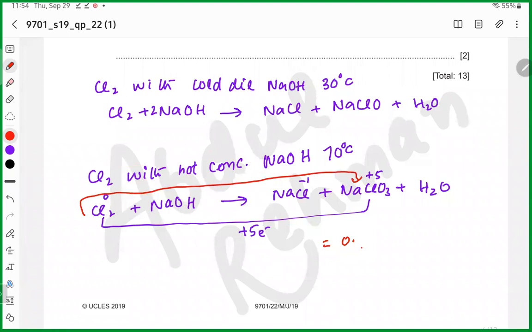ठीक है, जब क्लोरीन +5 में जा रहा है तो इसका मतलब है ये 5 इलेक्ट्रॉन क्या कर रहा है? लूज कर रहा है। और क्लोरीन विद NaOH and NaCl, NaCl+H2। अब अगर क्लोरीन जिसका 0 चार्ज है वो अगर यहाँ पे आ रहा है तो इसका मतलब क्या है कि वो 1 इलेक्ट्रॉन गेन कर रहा है और 5 इलेक्ट्रॉन लूज हो रहे हैं, 1 इलेक्ट्रॉन गेन हो रहा है। ये बात क्लियर है सबको?